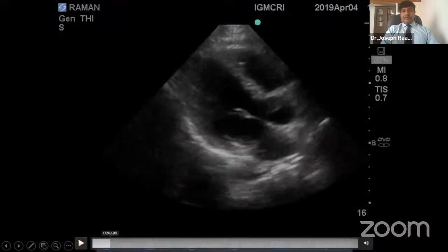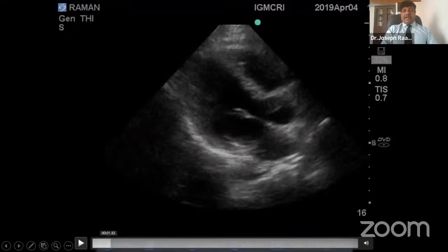So if you see, when your mitral valve is open, you will be able to see the closure of the aortic valve. So in the information you can get, you can see the mitral valve is opening. So to some extent, you can rule out that this patient has any stenosis of the valve.